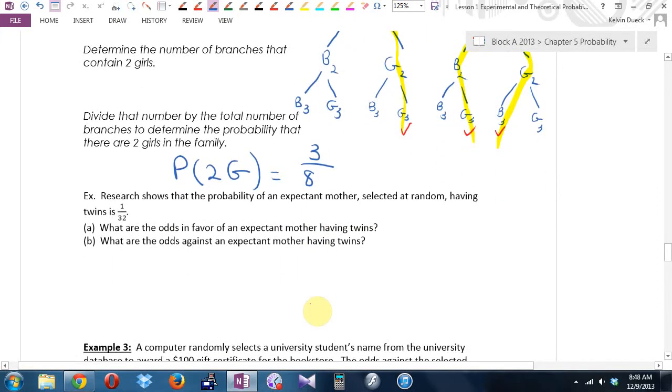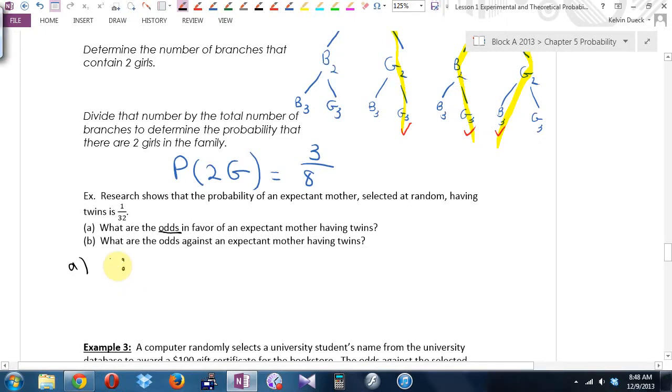Example: research shows that the probability of an expectant mother selected at random having twins is 1 out of 32. That's the probability. What are the odds in favor of the expectant mother? Okay, underline the word odds. Odds are written with the little colon. The odds are not 1 out of 32.